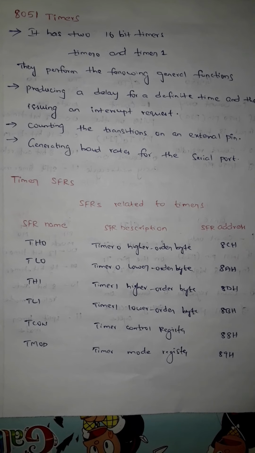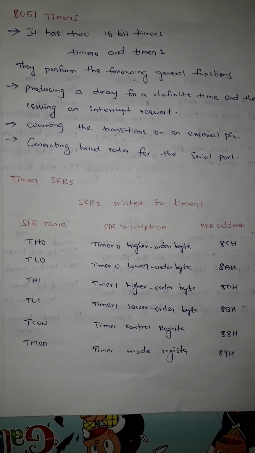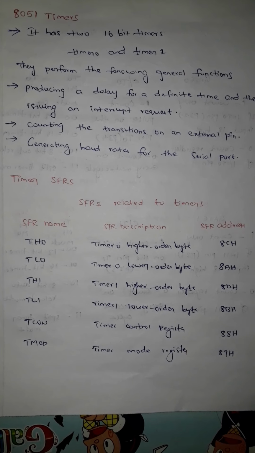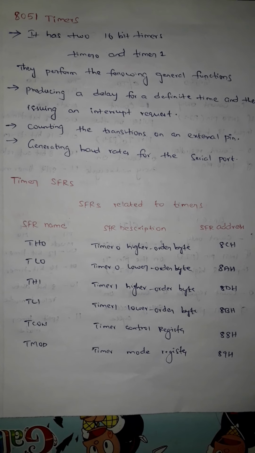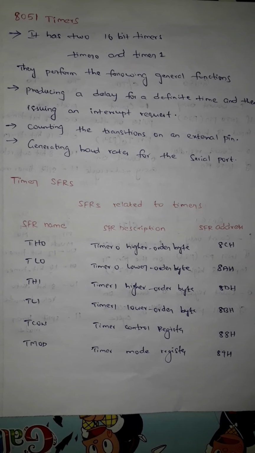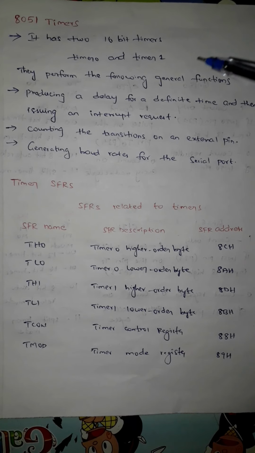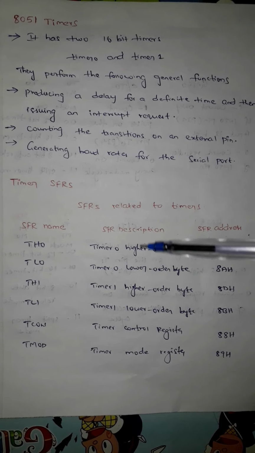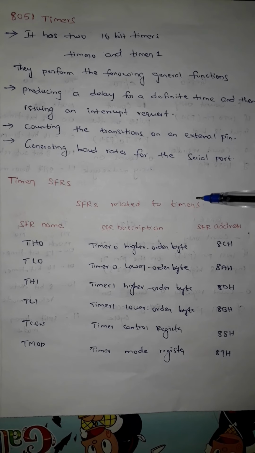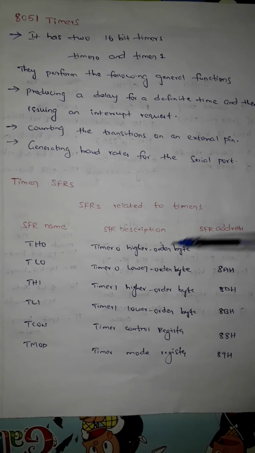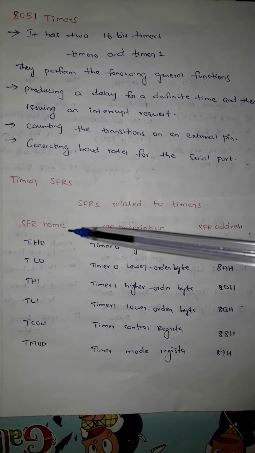To do all these operations, the timers need to be configured in different modes, and some of the control bits need to be set. All this is done through special function registers. The timers have a few special function registers that are shown here. These are the special function registers, SFRs, related to the timers.